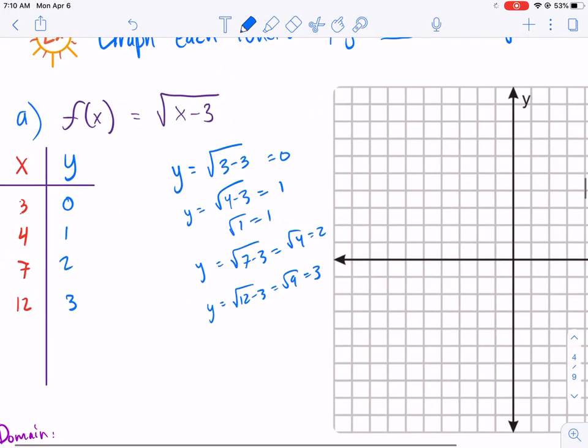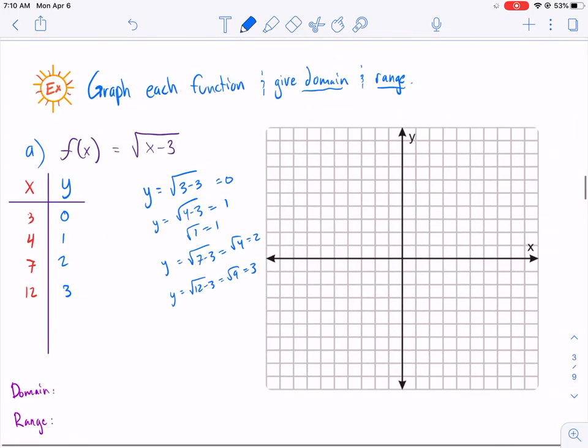So now we're ready to graph. We're going to go over here, and we're going to plot our points. 3, 0 is our first point. Then we have 4, 1, 7, 2, 12, 4 somewhere. Looks something like this.